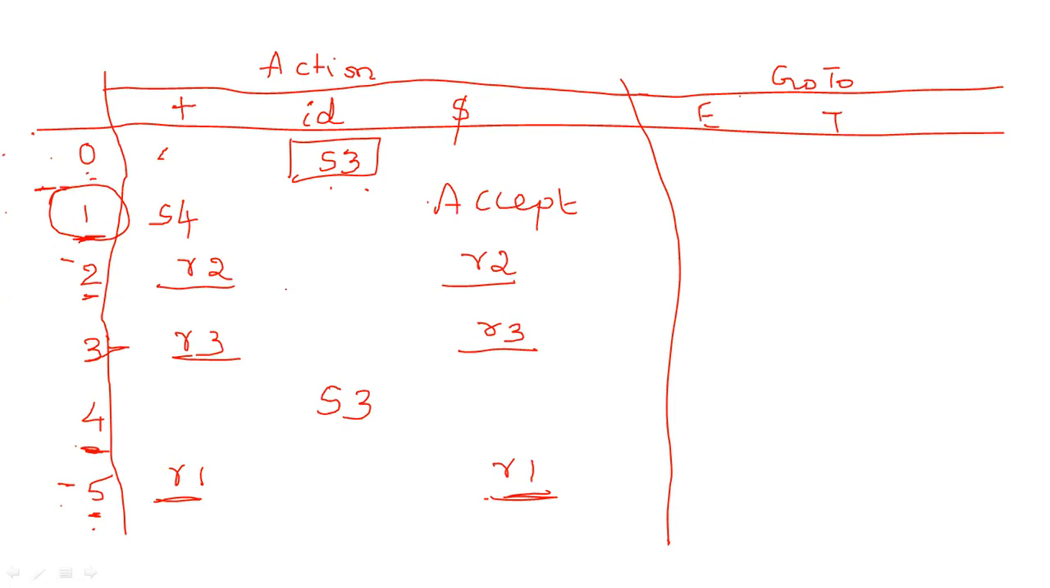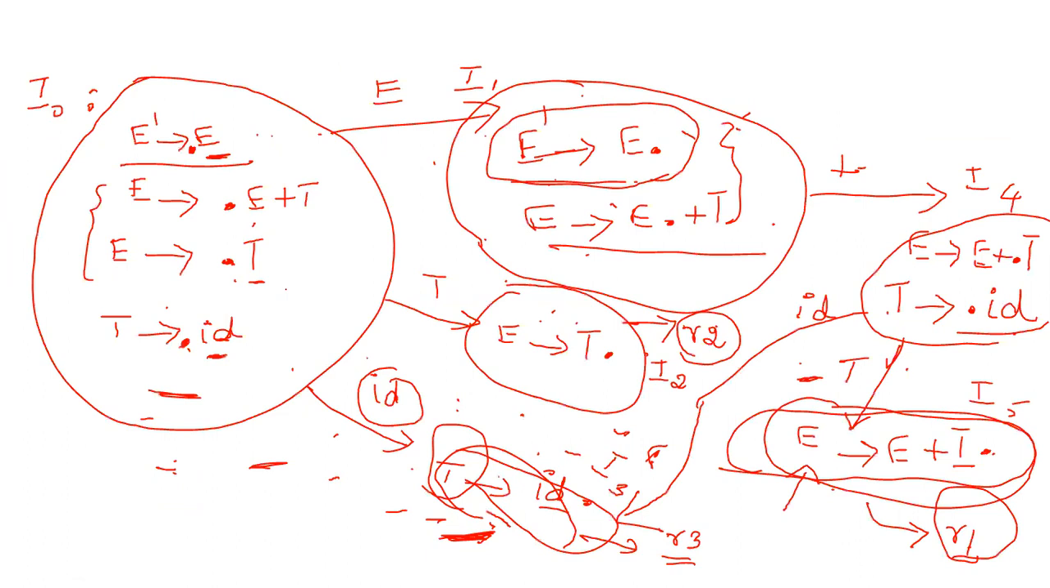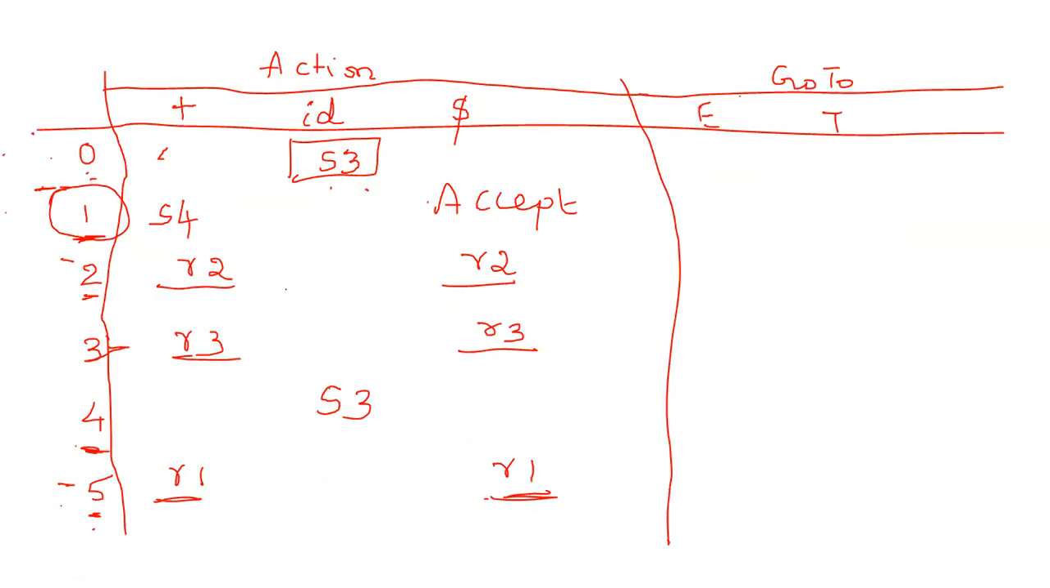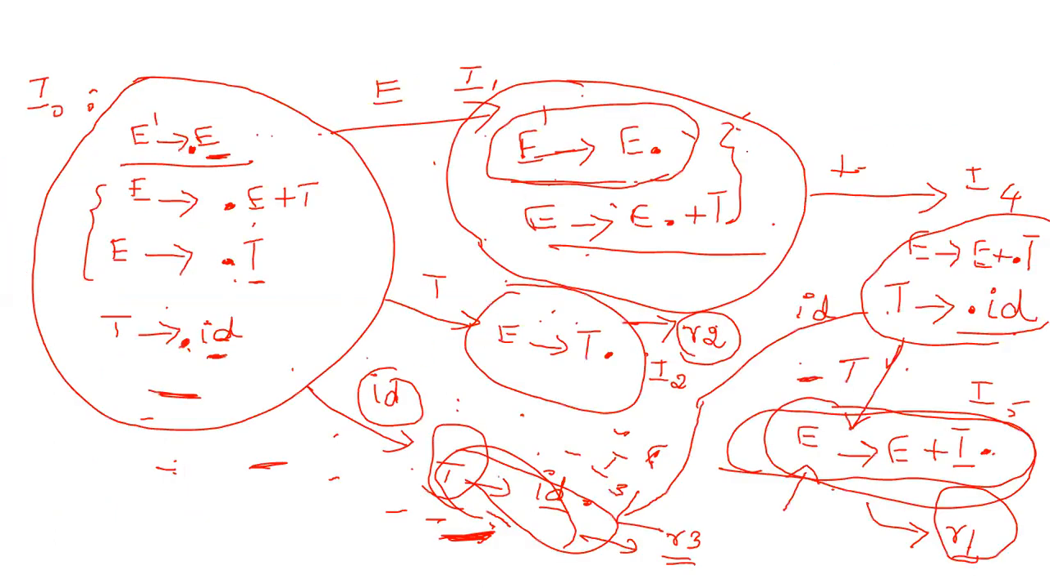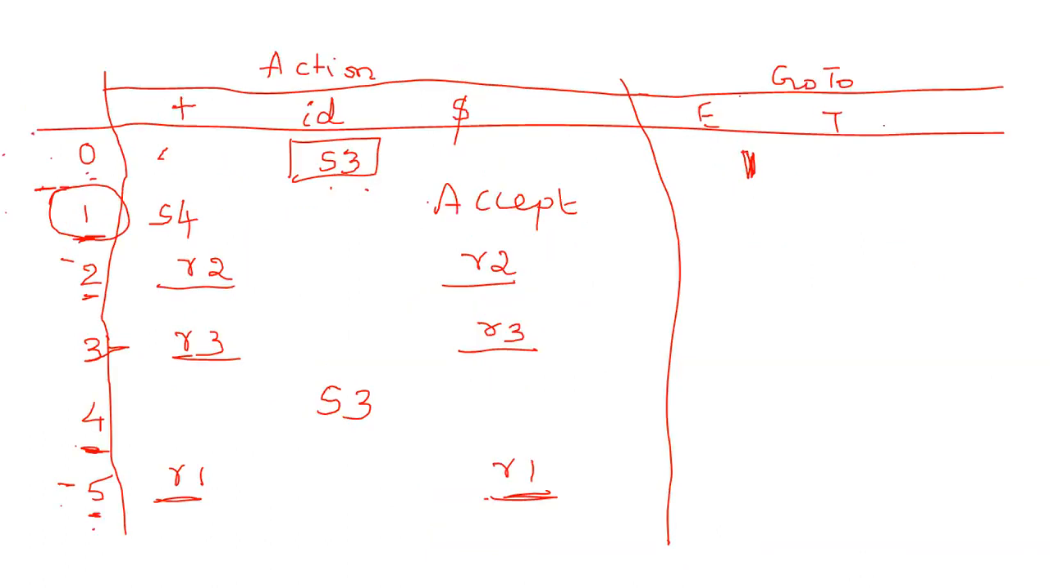Now we have to fill the go to part. This is very simple. The go to part is for a state, if I give a non-terminal input, where it will go. For I naught, if I give capital E as input, where does it go? I1. So I have to fill it as 1. If I give capital T, where does it go? I2. So here I fill 2.